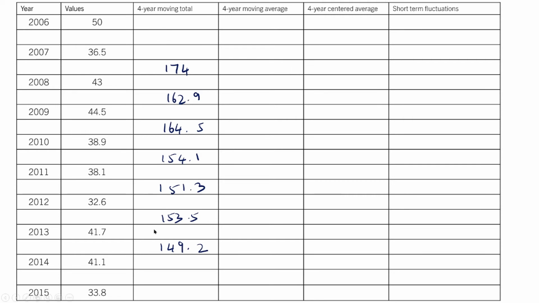Now we have found the 4-year moving total. When we divide each of these totals by 4, we will get the 4-year moving average. 174 by 4, 43.5. 162.9 by 4, 40.725. 164.5 by 4, 41.125. 154.1 by 4, 38.525.